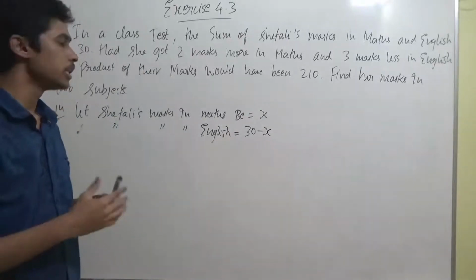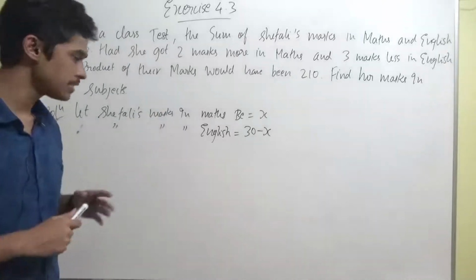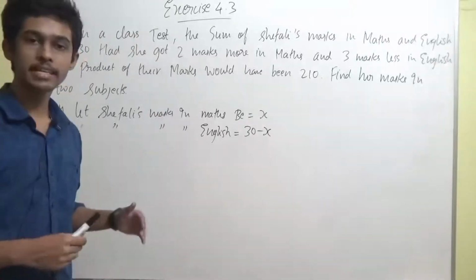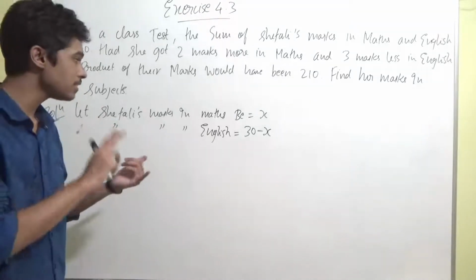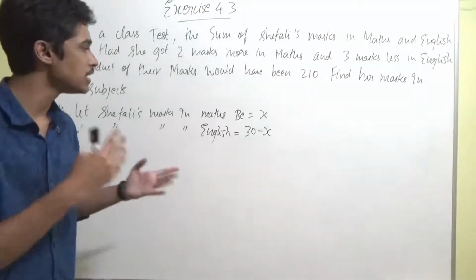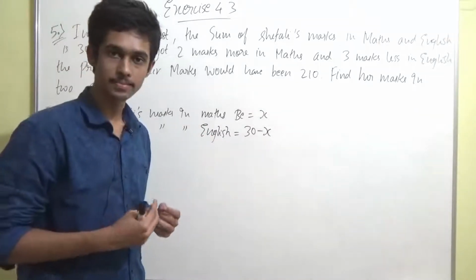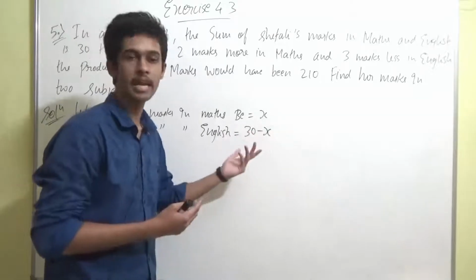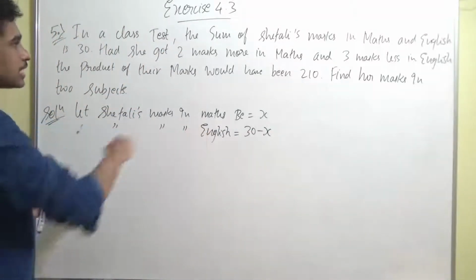For example, let's take 20 marks in Maths. So how much marks she'll get in English? It is 10, because they're telling the sum is 30. That is, marks in Maths plus marks in English is 30. So the marks in English is going to be 30 minus X. Getting it, guys? 30 minus 20 is going to give you 10, right? So that's how. Marks in Maths is X and the marks in English is 30 minus X.